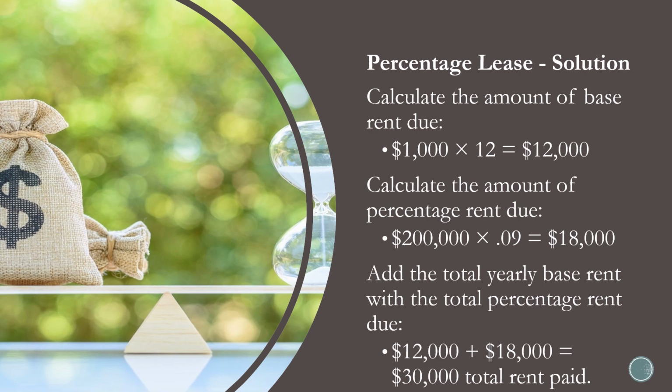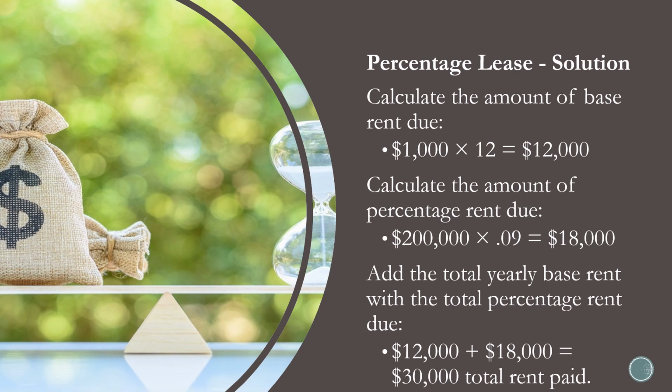Answer. To solve this problem, first you have to calculate the amount of base rent due. The monthly rental rate is $1,000 a month. Because there's 12 months in a year, you take your $1,000, multiply it by 12 to equal $12,000 as the base rent due.